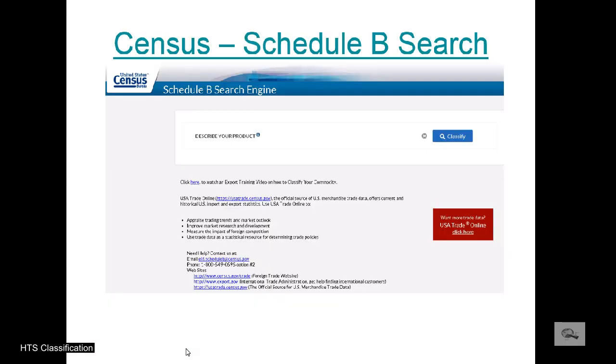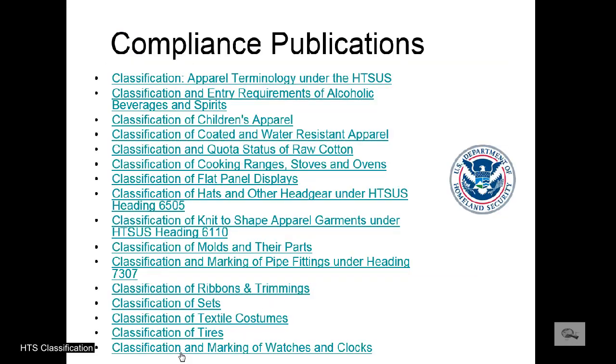Census oversees the Schedule B reporting, primarily used for statistical and license purposes involving exports. They too have a search engine similar to the U.S. ITC. This takes the inquirer through different questions about the product to narrow down a likely classification.